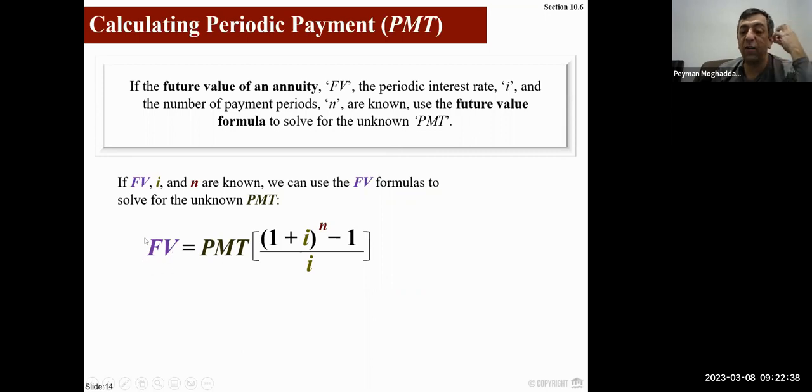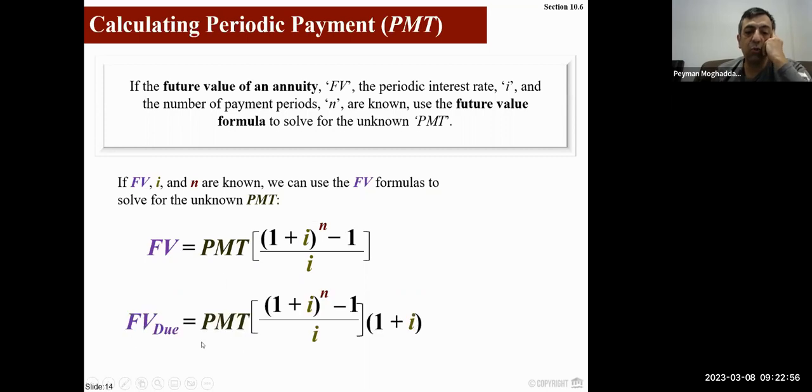So they give you the future value, they give you I, they give you N, and they ask you what the PMT is. What you can do is put the future value there and calculate the right side. The PMT is going to be the left side divided by the right side. It can be an ordinary annuity or an annuity due. If it's an ordinary annuity, you know the equation. If it's an annuity due, you know the equation too.